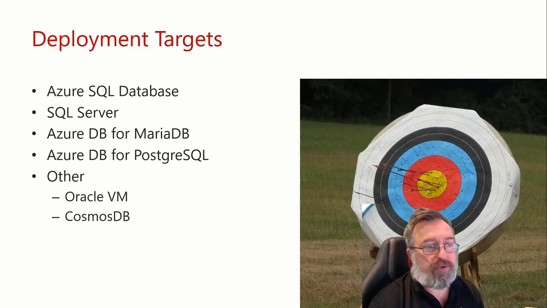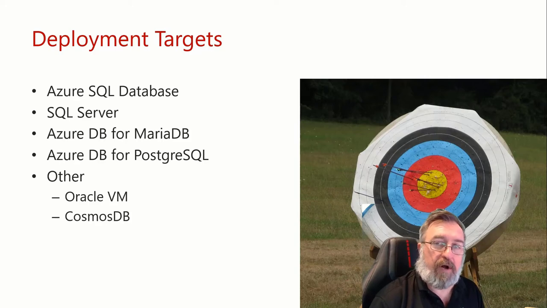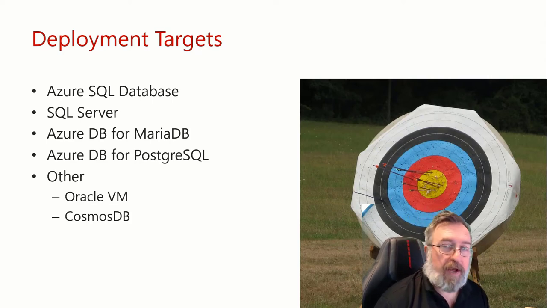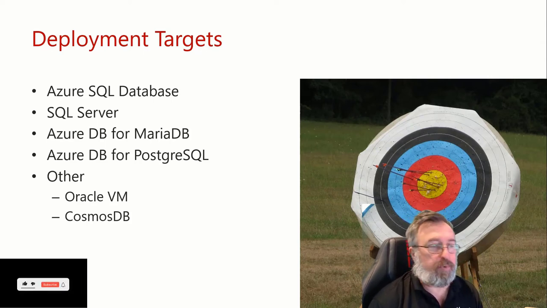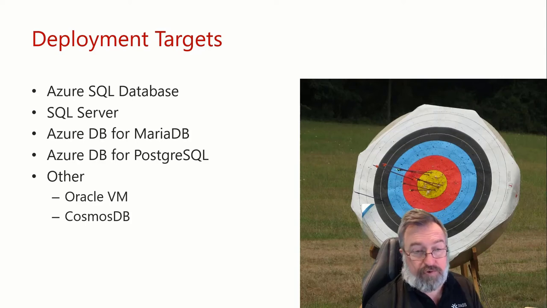Now, where are we deploying to? Well, where we're deploying to is wherever you want to deploy to. The example today, I'm going to deploy from Azure, I'm going to deploy locally to a PostgreSQL database running inside a container on my own laptop. But I could just as easily go, especially working with Azure DevOps, to Azure SQL Database, Azure Managed Instance. I could do Azure DB for MySQL. I could do Azure DB for Postgres. I don't have to be running Postgres locally.